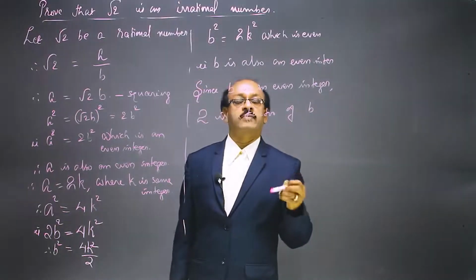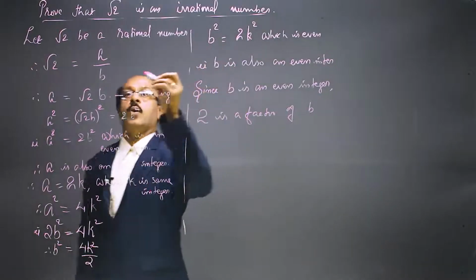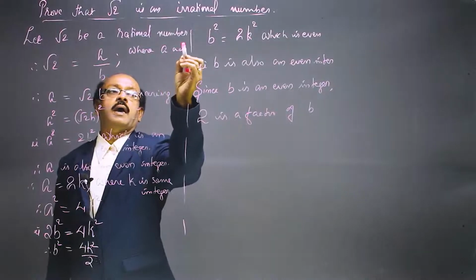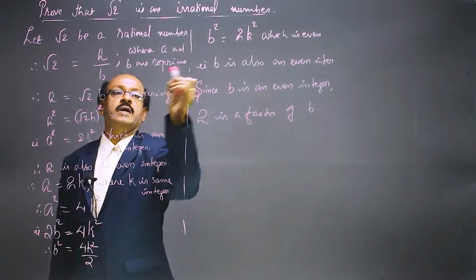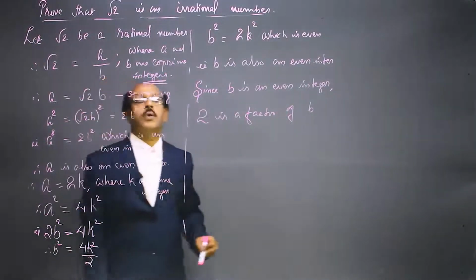explanation of a and b. What kind of numbers are a and b? Where a and b are co-prime integers.